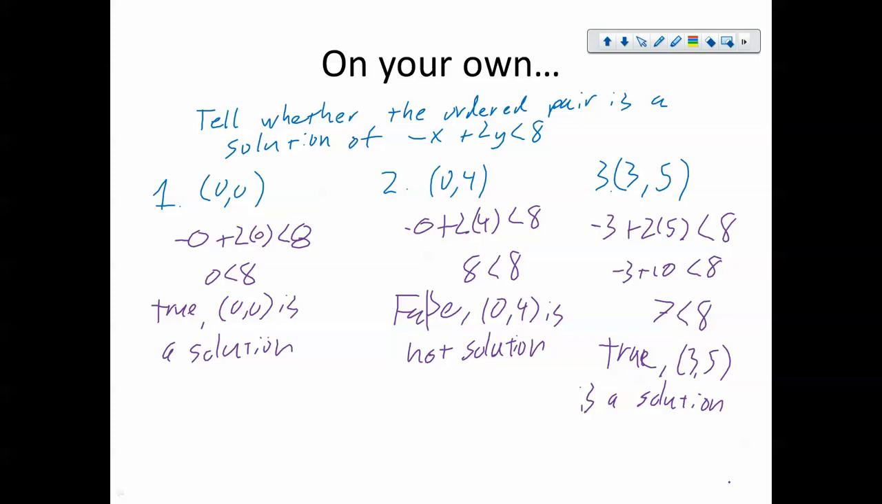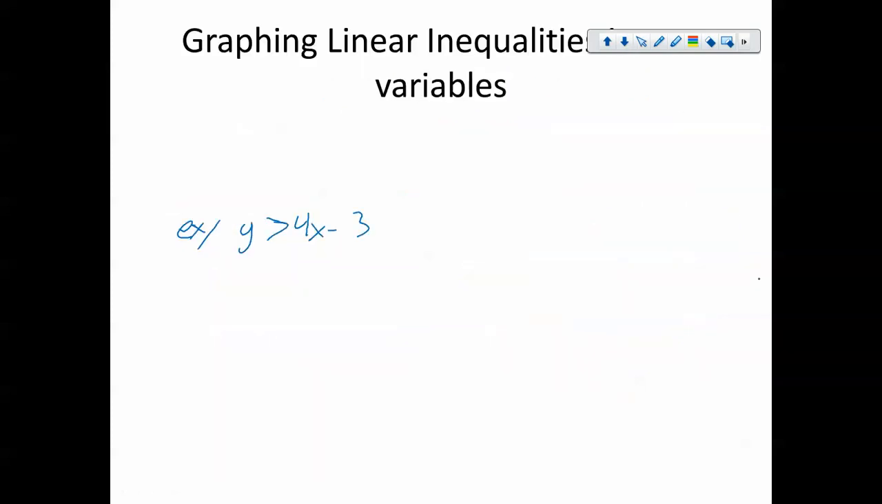It is important that you would be able to do this because what we're going to do right now is combine what you just did in those last couple examples. We're going to combine the graphing with these solutions because we have to do both of those things when we graph this. So now we're going to graph linear inequalities with two variables.